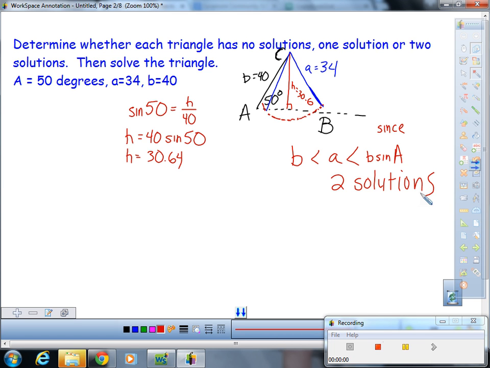But keep in mind, do you know what would make no solutions? If this A was smaller than the h. Because then the A, if let's say the A was 20, it would just be swinging in the wind. It would never hit the bottom. Can you picture that? So that's the situation that we would have no solutions. And then if the A was the exact same length as the h, if it was 30.64, then it would only hit at one point, and then we'd have one solution.